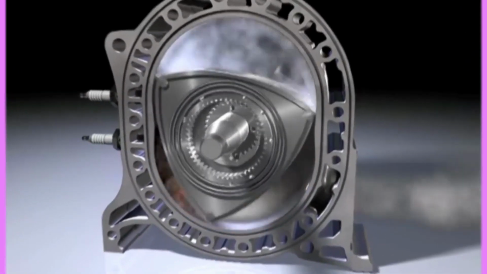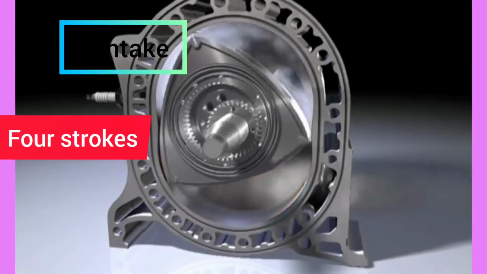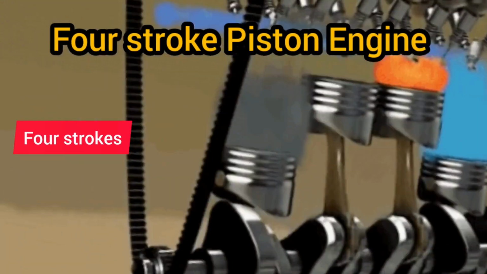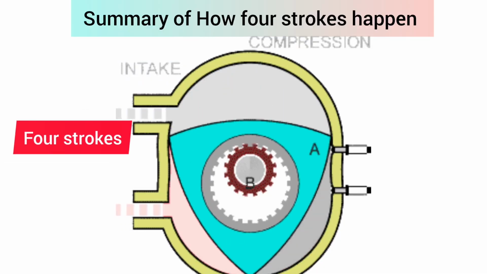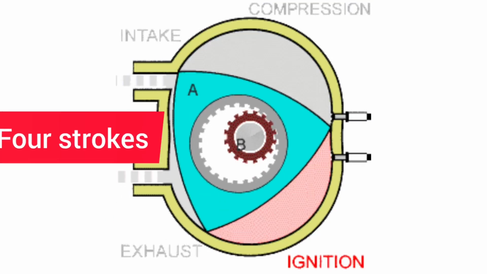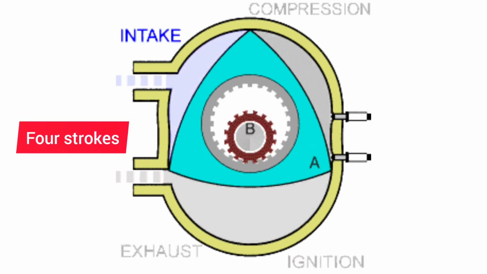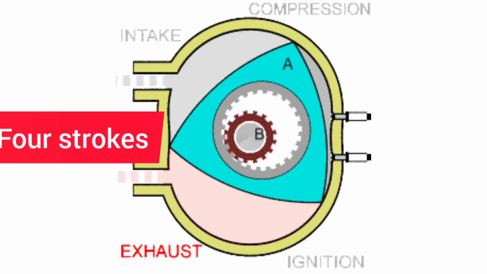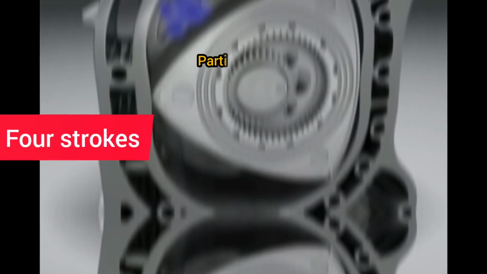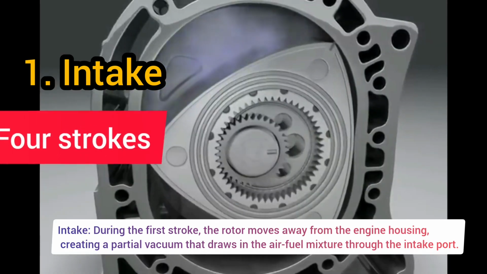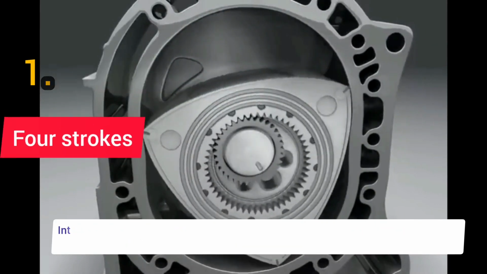The engine goes through 4 strokes: intake, compression, ignition, and discharge or exhaust stroke, similar to a 4-stroke Otto piston engine. Here is the summary of how the 4 strokes happen in Wankel engine. The Wankel engine, also known as a rotary engine, operates on a unique design with 4 key strokes. Intake. During the first stroke, the rotor moves away from the engine housing, creating a partial vacuum that draws in the air-fuel mixture through the intake port.